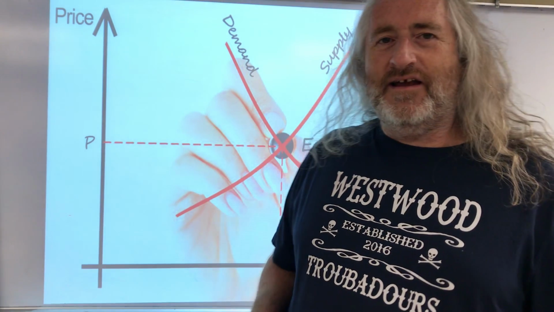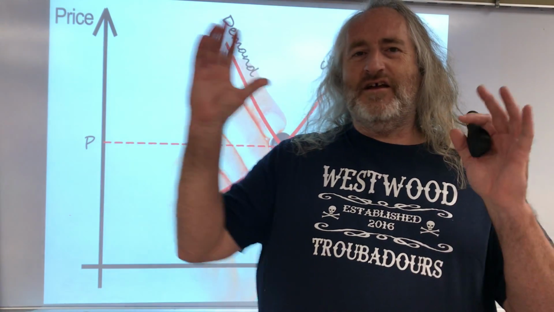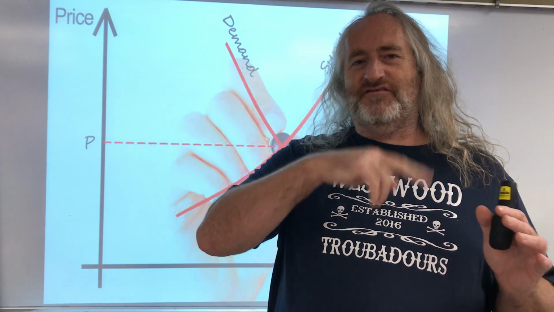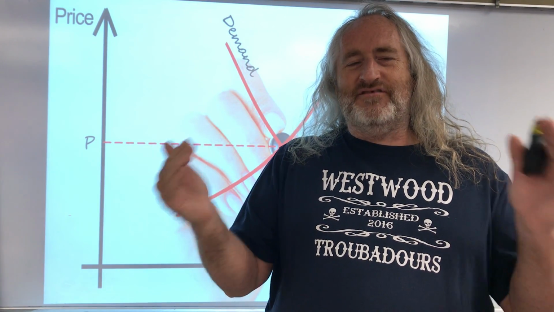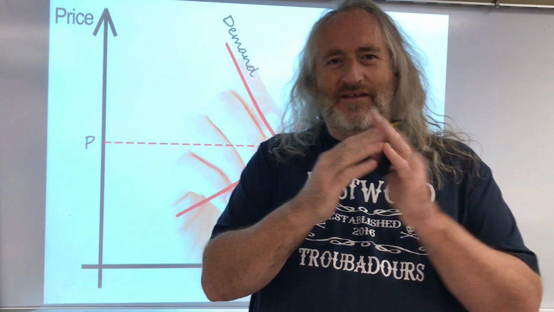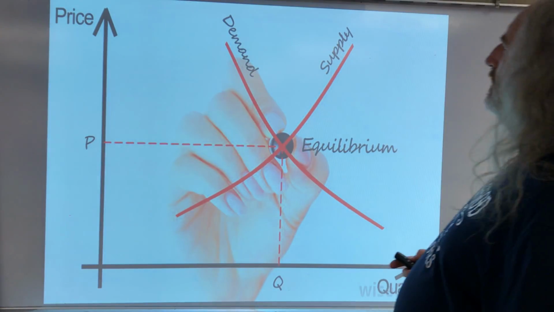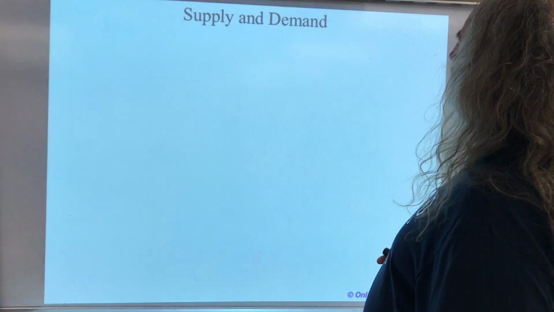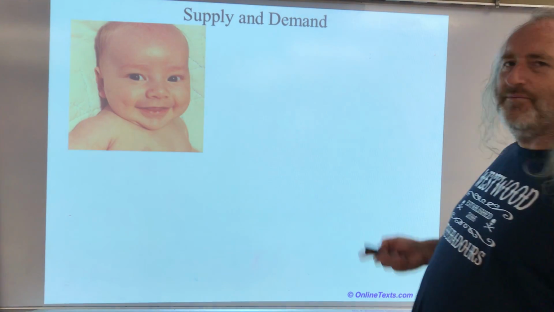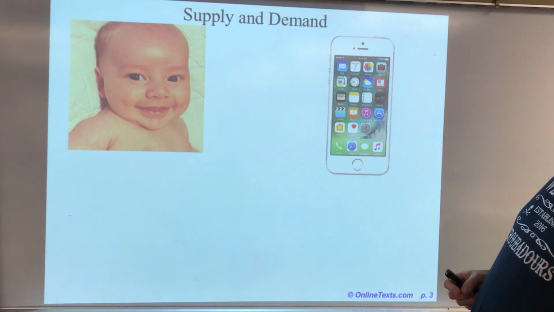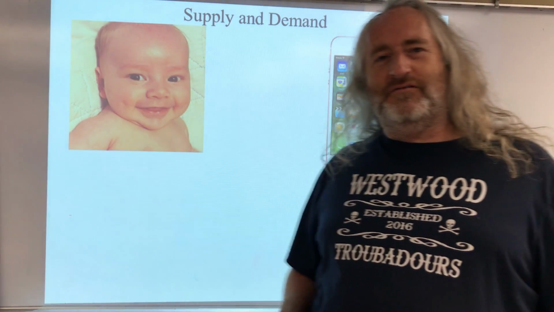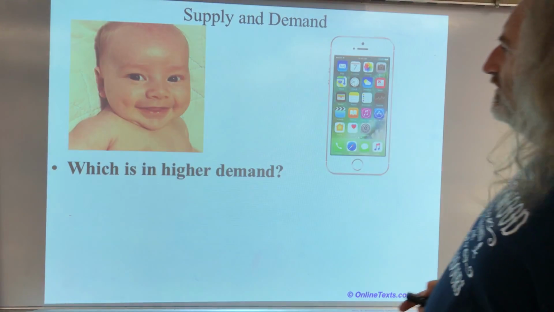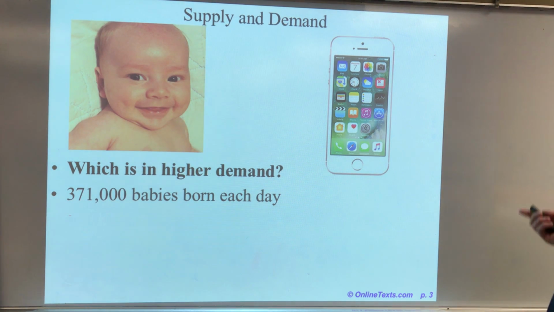Okay, what we're going to look at now is setting up a graph and using the supply curve and demand curve on that graph and see what happens, see if they intersect, why they intersect, and why we're even worried about it. So first off, we're going to look at supply and demand, and a couple of hypotheticals to see which one is in greater demand. Are babies in greater demand or are iPhones in greater demand? What do you think?